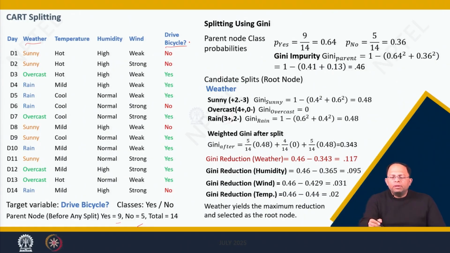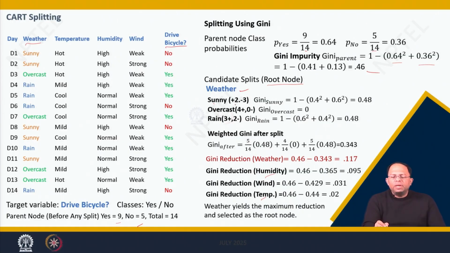We know the parent node class probabilities are 9 by 14 and 5 by 14, because 9 yeses and 5 nos. And when I put it in the formula, 1 minus (0.64 squared plus 0.36 squared), it comes to around 0.46. Now, for the root node first, we consider candidate splits: first we take weather, then humidity, then wind and temperature. Within weather we have sunny, overcast, rain.